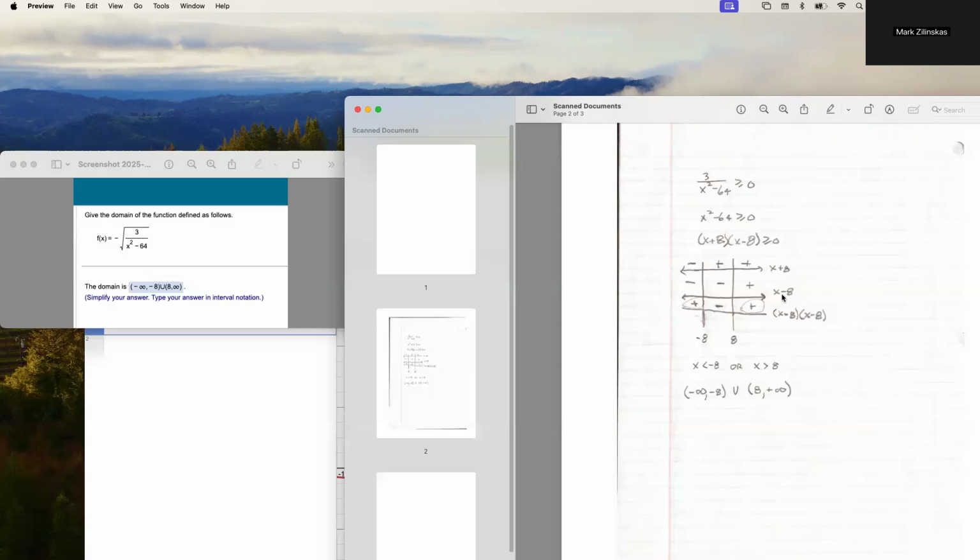I'll do the same with the x minus 8, and my 0 point here is +8. Numbers to the right of 8 make this positive, and the left make it negative. Now, here's where I'm concerned. I want to know where the product of these two are positive and negative.